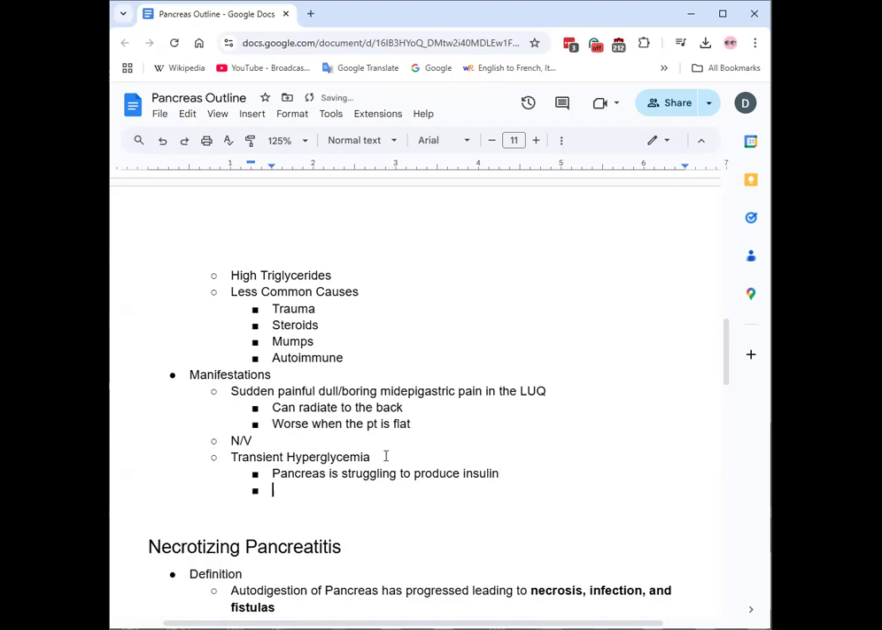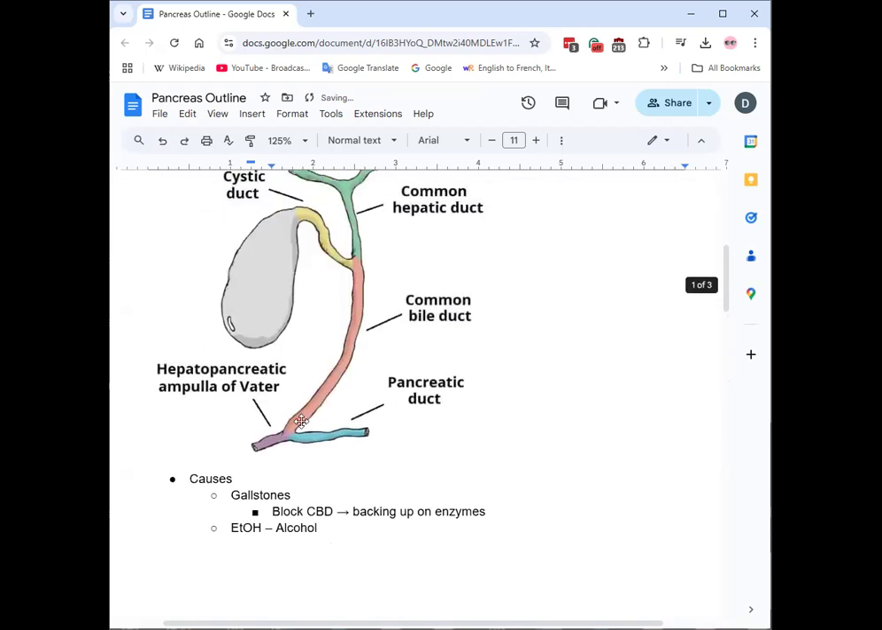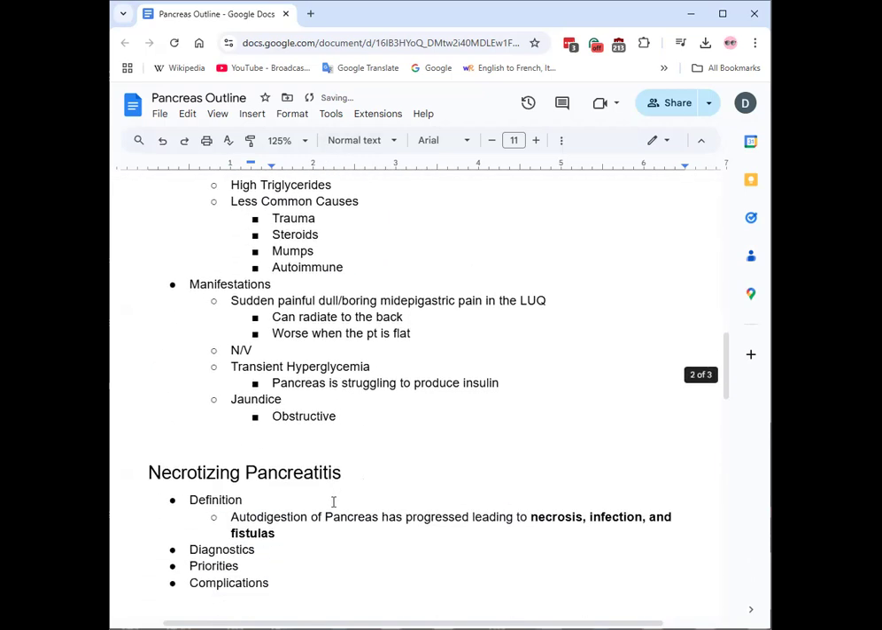Someone mentioned jaundice, so yes, this is related to the obstruction. Remember the connection you have here, like I talked about. If you have anything going on either in the common bile duct or even in the pancreatic duct, over time it's going to lead to long-term obstruction. So over time, it can lead to liver obstruction.